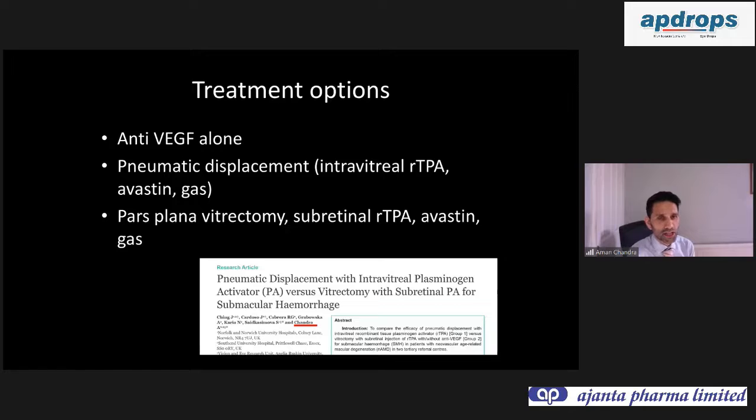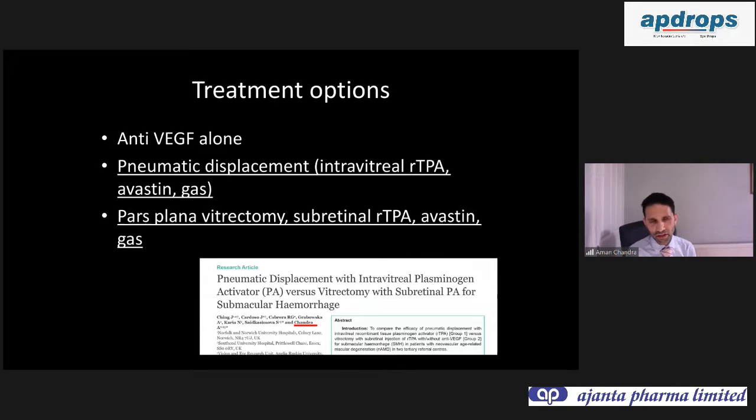What are the options? You can treat these people with anti-VEGF alone, or you can try and displace the hemorrhage just by putting gas into the eye, or you can do a vitrectomy and inject TPA, which is a thrombolytic drug, which is used often when people have strokes. It breaks up the blood, and you can put that directly under the macula. We published that the differences between these two techniques are very similar. There's no difference. So pneumatic involves just putting a gas bubble into the vitreous cavity to displace the blood, and the vitrectomy surgery involves removing the vitreous and putting gas into the eye as well.